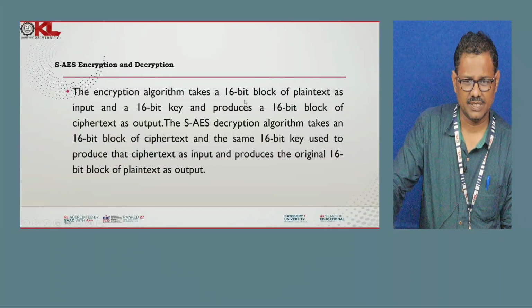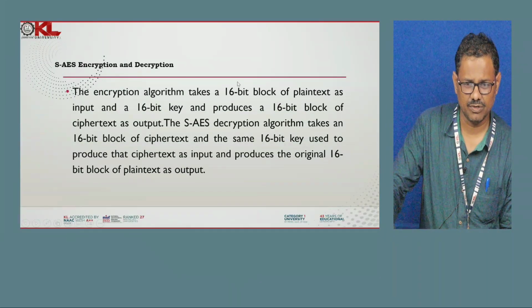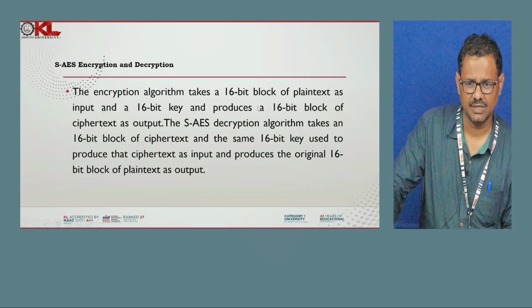The encryption algorithm takes a 16-bit block of plain text as input and a 16-bit key, and produces a 16-bit block of cipher text as output. The decryption algorithm takes the 16-bit cipher text and the same 16-bit key to produce the original 16-bit block of plain text. Here we are using only 16-bit blocks. From a 16-bit plain text block we are getting a 16-bit cipher text.